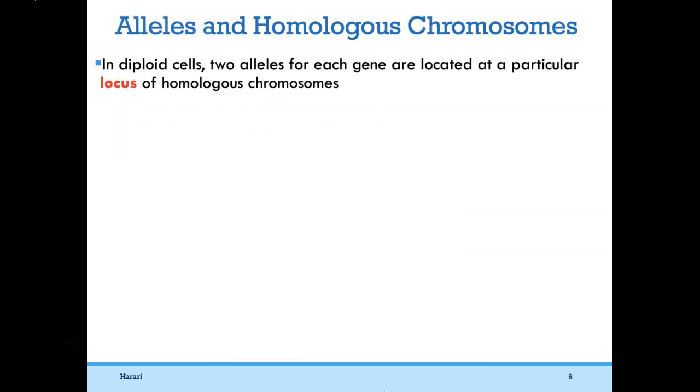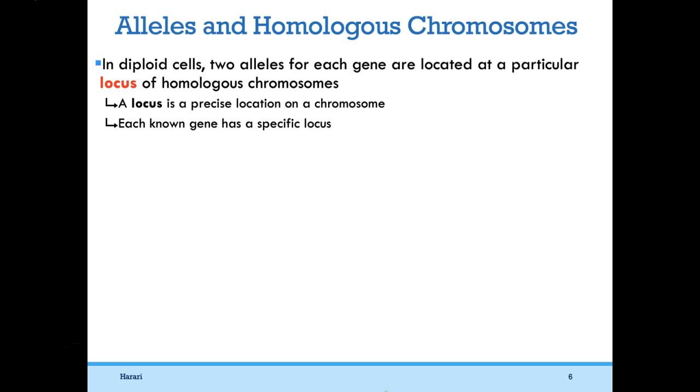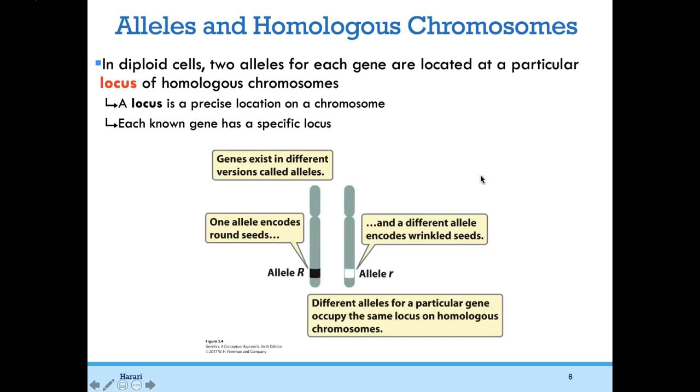Right? In diploid cells, like somatic cells, we have 2 alleles for each gene that are located at a particular locus of homologous chromosomes. A locus is like a location. So a locus is a precise location on a chromosome, and we know that each gene has a specific locus. So in homologous chromosomes, you're going to find different alleles for a particular gene at the same locus, at the same location. So we know that genes exist in different versions called alleles.